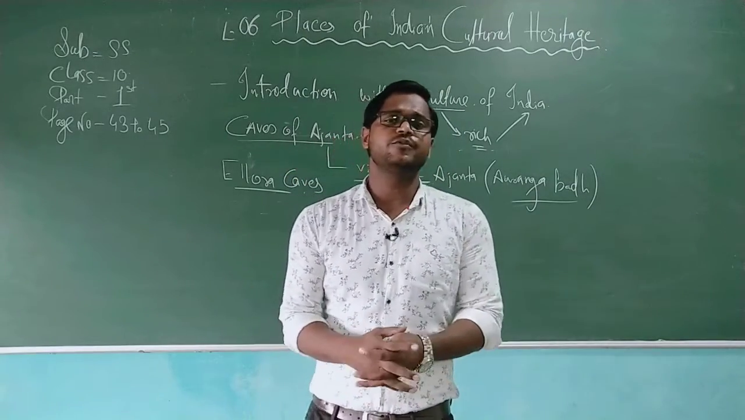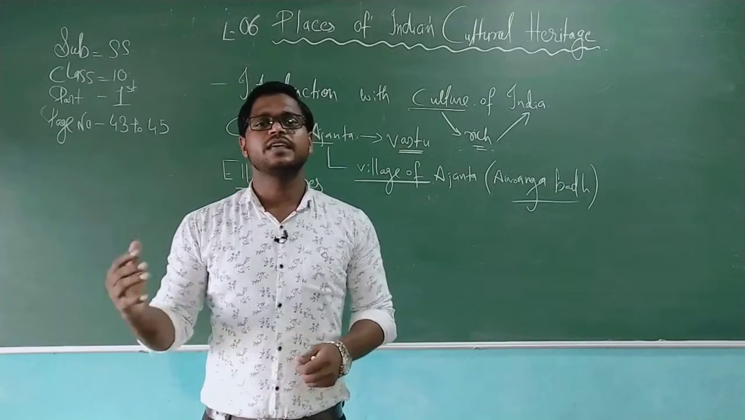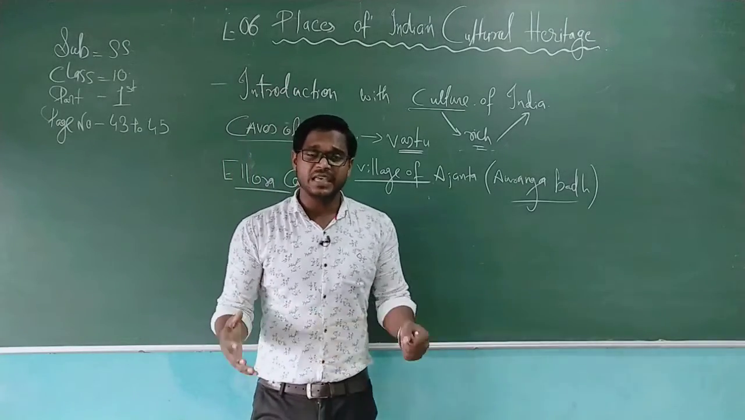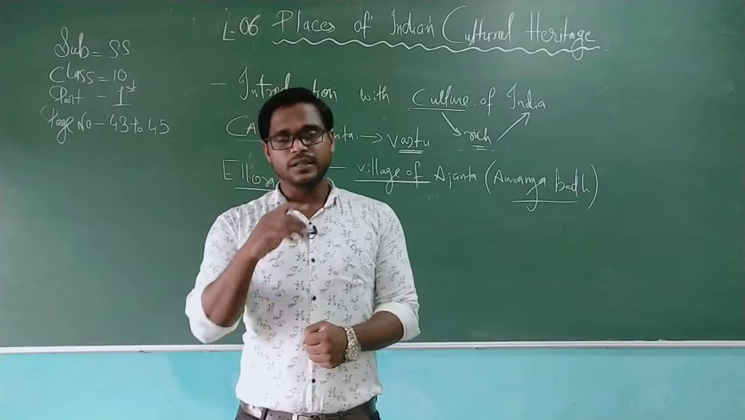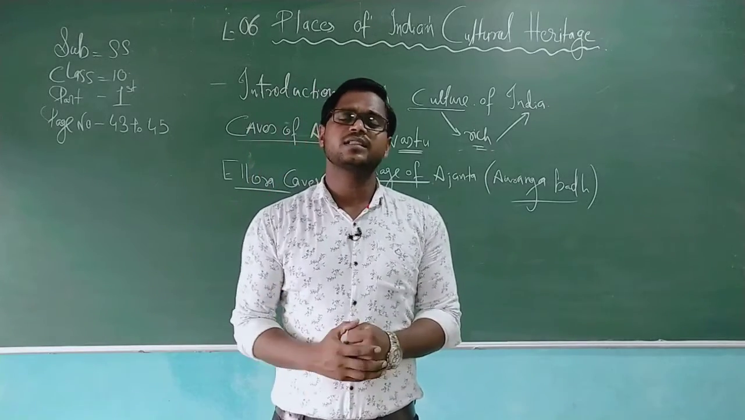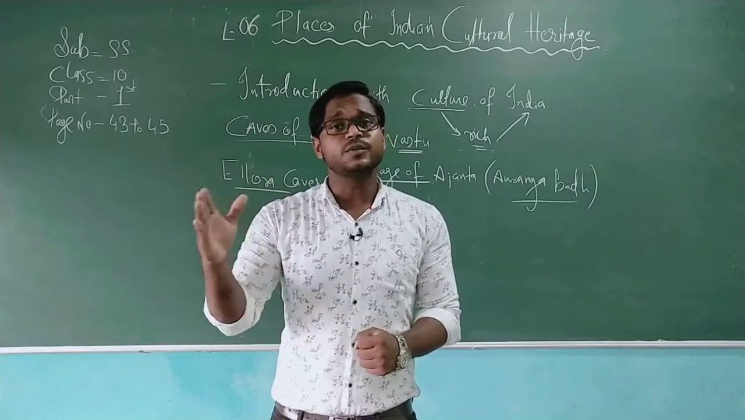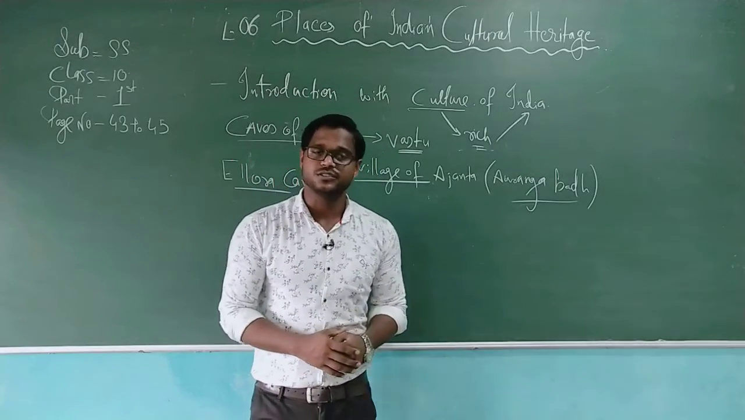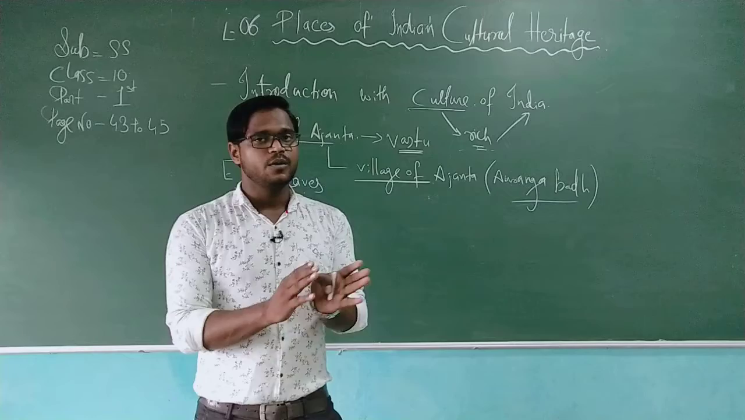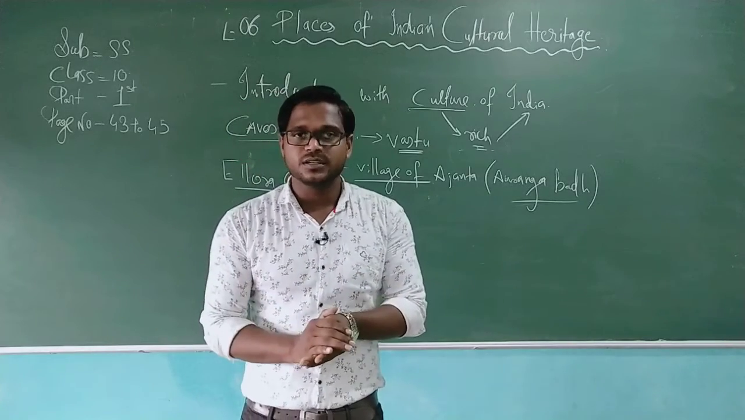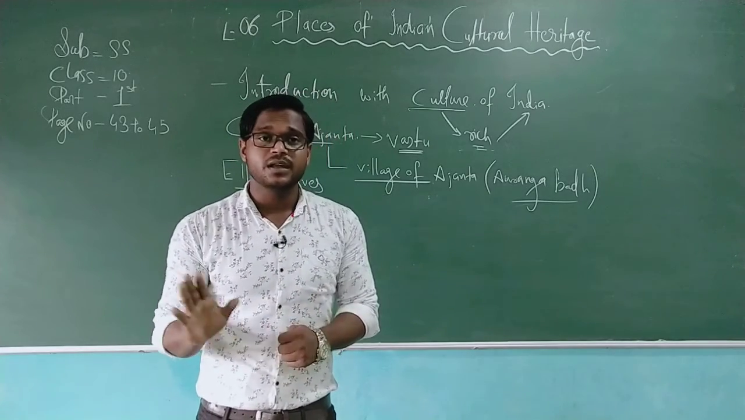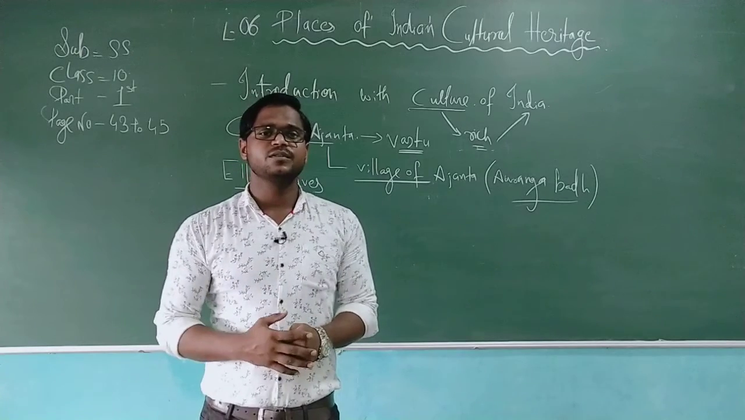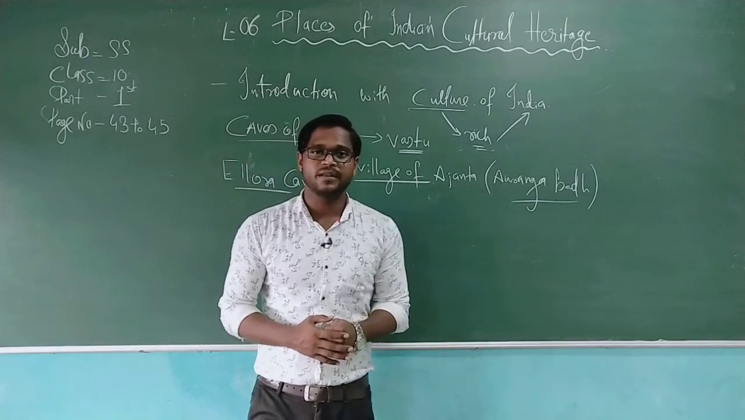There are 34 groups of caves in all, which include temples, and they are different in form from each other. If you go into the detail, then 1 to 12 are the Buddhist caves, 13 to 29 are the Hindu caves, and 30 to 34 are the Jain caves. So again I'll repeat, 1 to 12 Buddhism, 13 to 29 Hinduism, 30 to 34 Jainism.